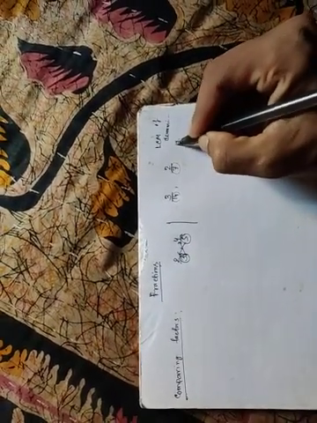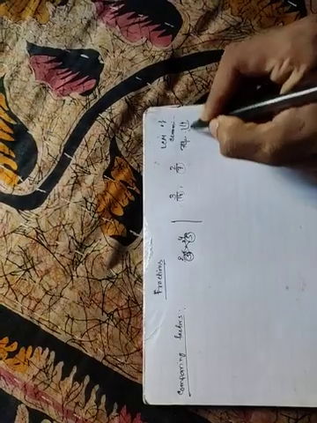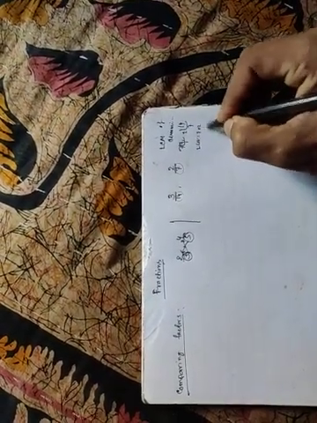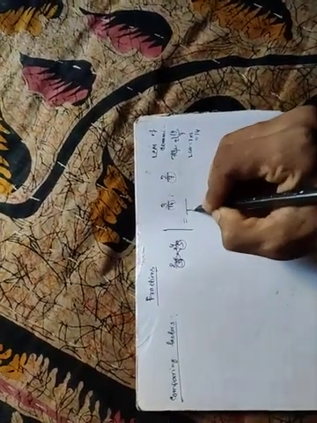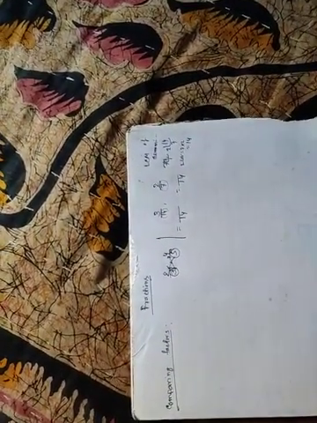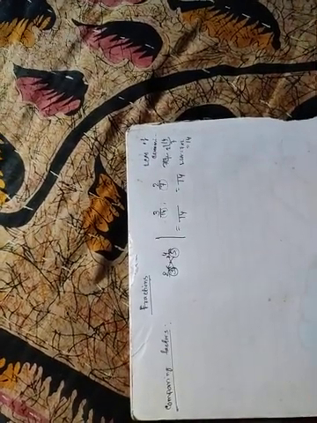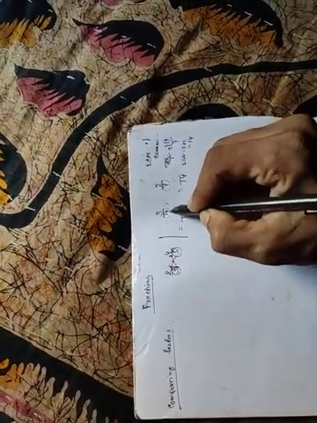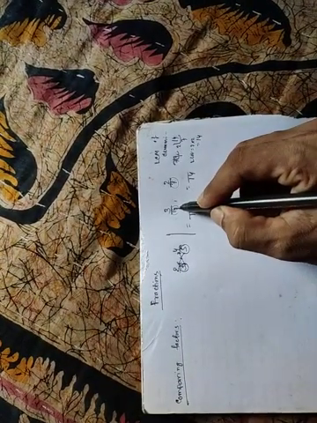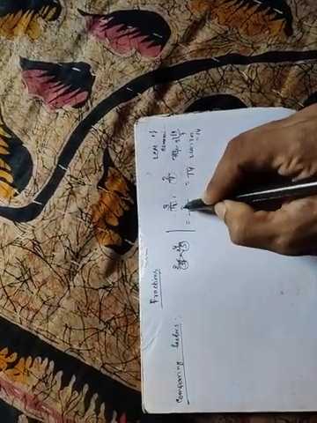So the LCM of 7 and 14 is 7 into 2, which is equal to 14. So here 14, also here 14. Next, how can we get 14 from 14? 14 into 1, so we have to multiply 1 with 3 also. So 3 into 1, 3.